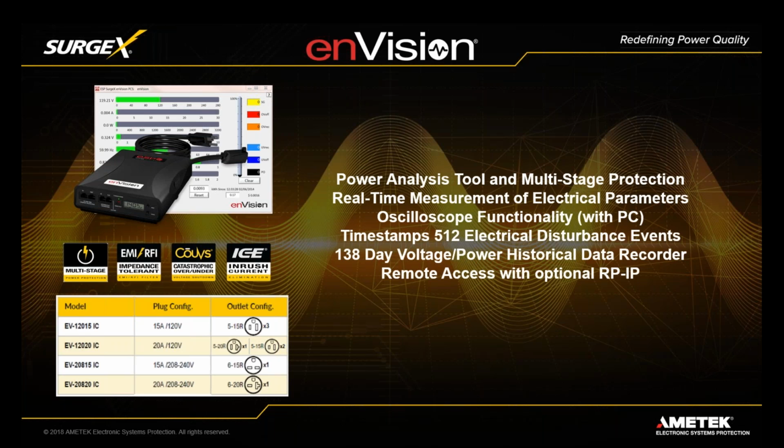It dates and timestamps up to 512 electrical disturbances, such as surges, power outages, overvoltage and undervoltage. It keeps track of neutral to ground voltage issues. It keeps 138 days' worth of voltage and power data.